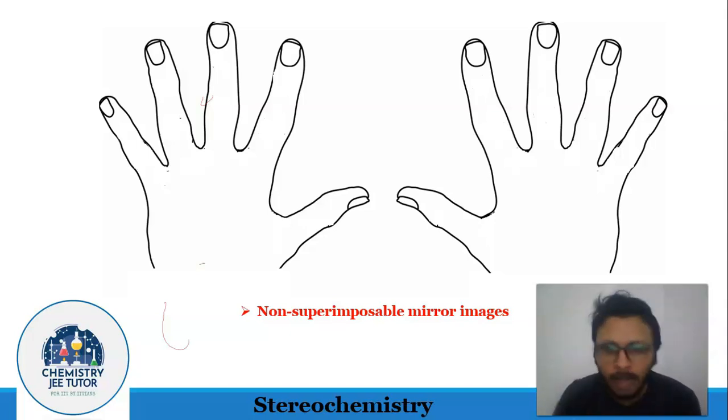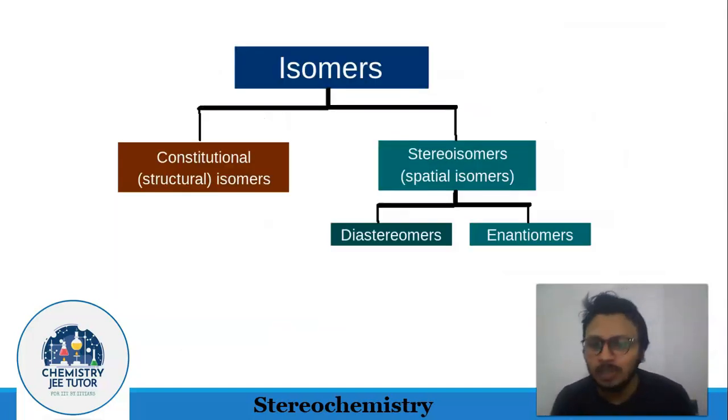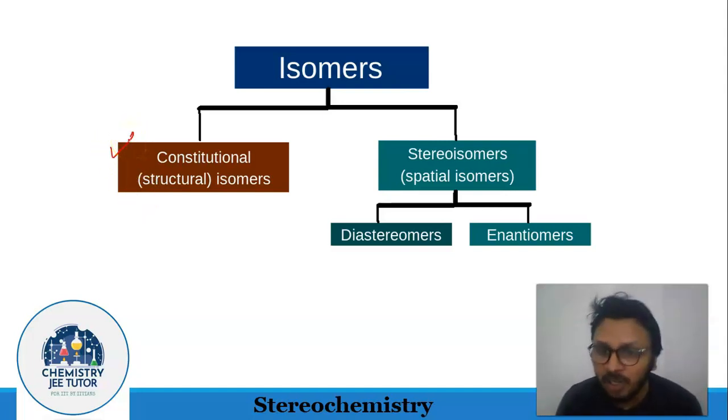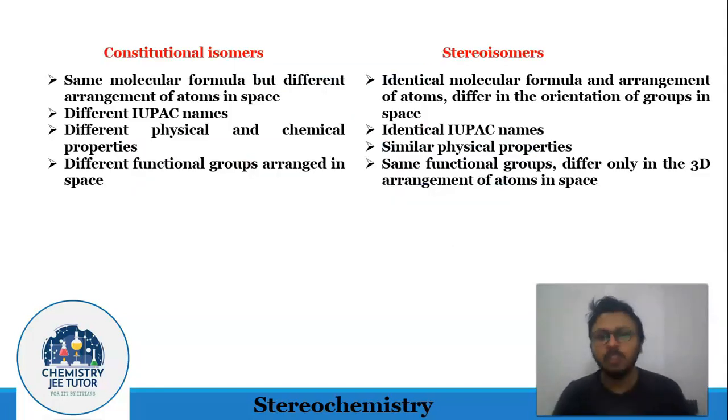But right now, let us see how we classify isomers and what exactly stereoisomerism is. So isomers are essentially divided into constitutional isomers, or what we call structural isomers, and stereoisomers. This is our point of interest. Before going into stereoisomers, we see what constitutional or structural isomers are. Also, stereoisomers can be classified into diastereomers and enantiomers. This will come later. You just understand this. First, let us see what constitutional isomers are, what stereoisomers are, and what exactly the difference between them is.